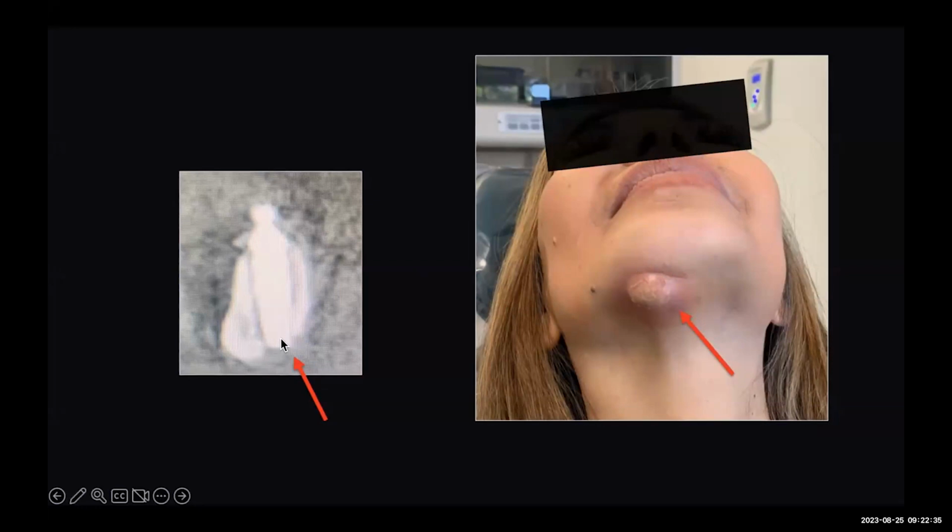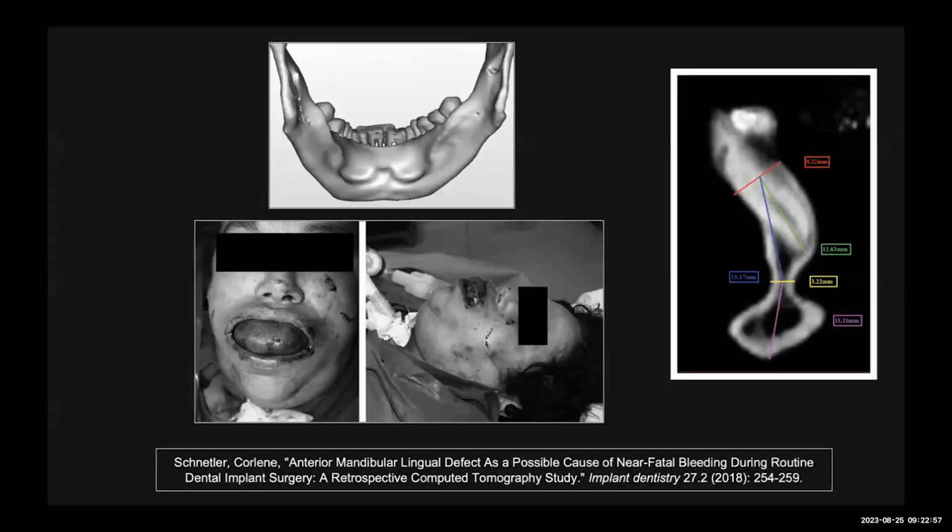And because of the aggressive threads on the apex of these implants that we use now, you can sever these arteries and these blood vessels and cause problems. So this patient ended up with an indurated mass in the inferior border of the mandible, which became infected and became problematic. Now, however, worse things can happen.